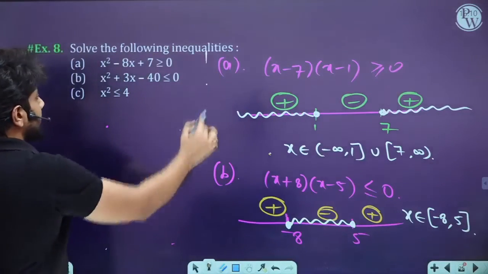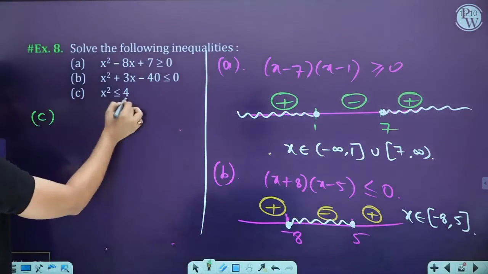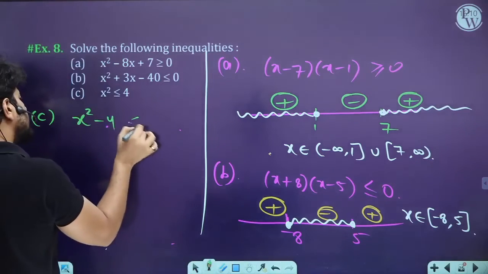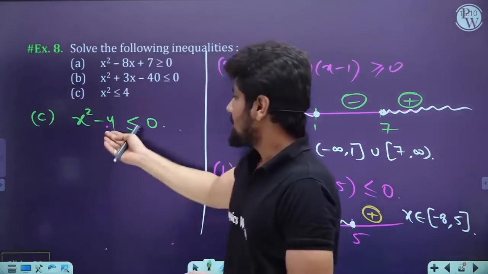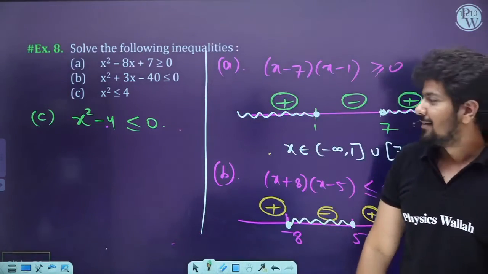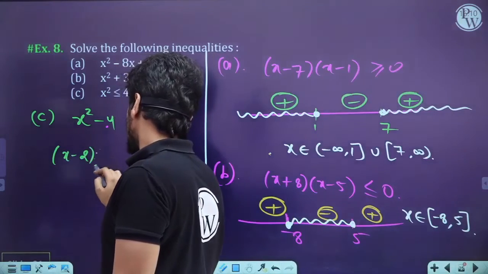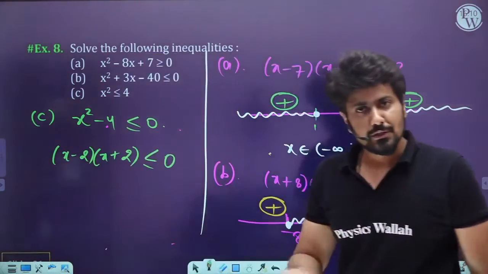Now the third part, x square less than or equal to 4. So bring this 4 to the left hand side. We have x square minus 4 less than or equal to 0. There will be two factors. We can factorize x square minus 4. The two factors are x minus 2 into x plus 2. Okay. x minus 2 into x plus 2 less than or equal to 0.